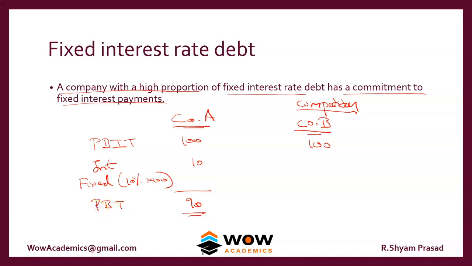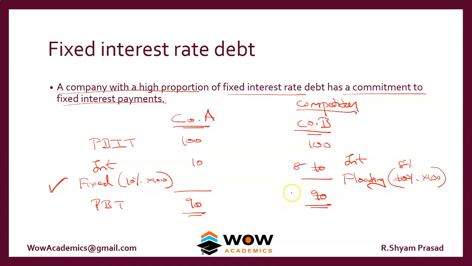But if you take our competitor company, they are going to pay interest, but on floating terms. So on floating terms, they pay 10% on 100. So they are also like us, PBT of 90. So what is the problem if you're going to pay a fixed interest? The problem does not occur from our side, but our competitor's side. Assume the floating rate interest is moving from 10% to around 8%. What would happen? The interest they pay will not be 10, it will become 8.